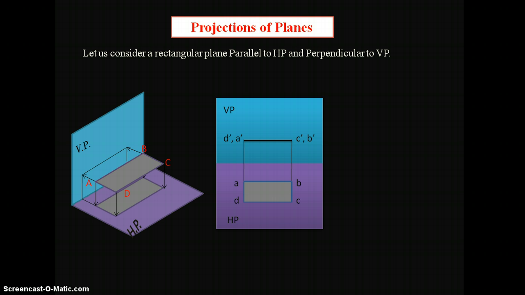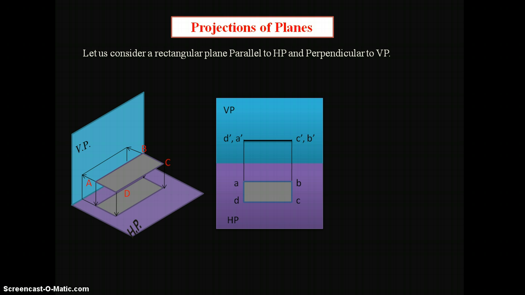So while drawing onto the drawing sheet, remember, the view in which we can see the true shape, we need to start with that first. So first we need to draw the top view, later the front view. Remember, in top view we can see the true shape and in front view we can see only a straight line of thickness equal to the plane.